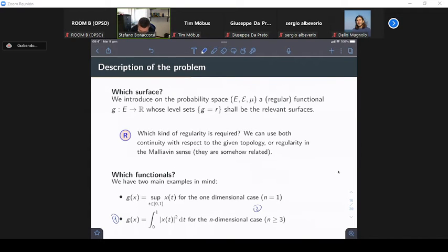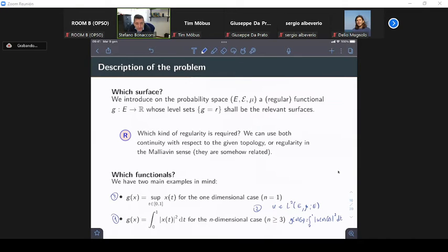So take a functional u, which belongs, let's say, to L2 from E mu with values in E. And so you can define the analog of this object as GU, that is a random variable, and GU of x is just the norm of u of x at time t squared in dt. So this is our second example. And the first example is given by the sup of the Brownian motion in the one-dimensional case.